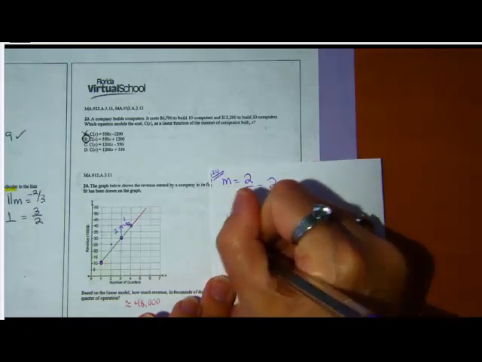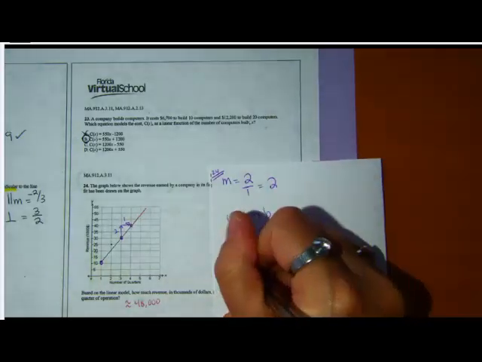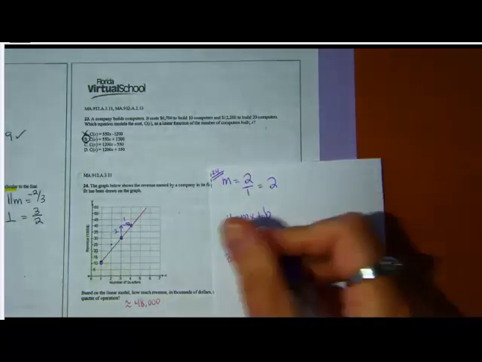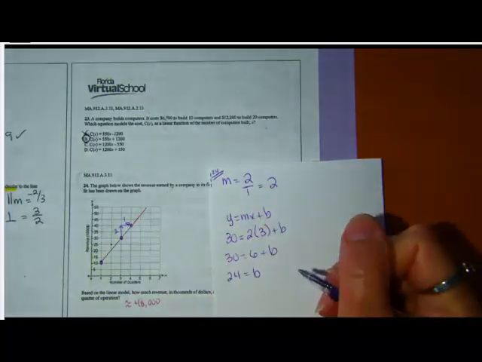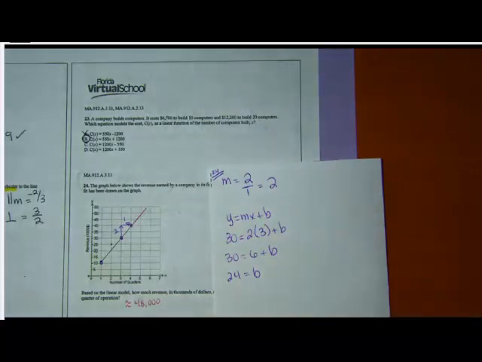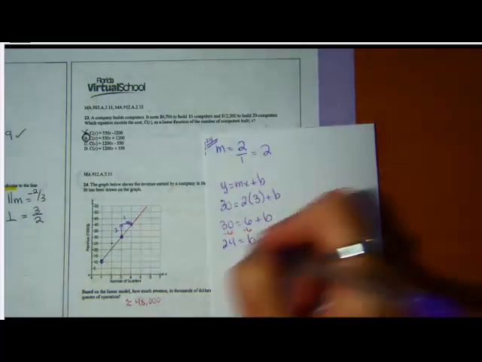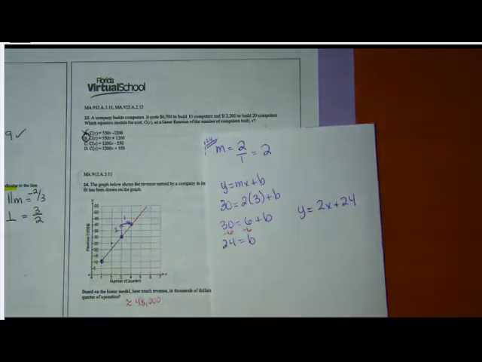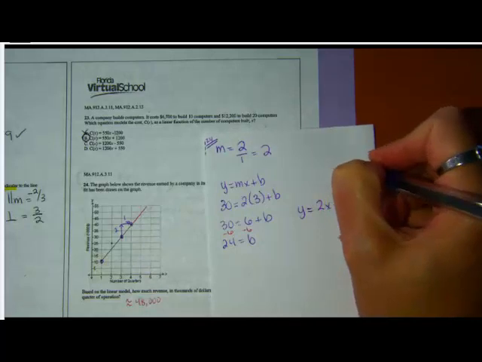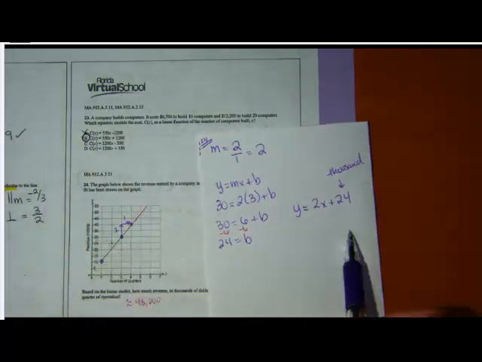And I can do 30 is equal to my slope times 3 plus b. So 30 is equal to 6 plus b. So 24 is equal to b, because I subtracted 6 from both sides. So my equation is going to be y is equal to 2x plus 24. And this is 1,000, because this was 1,000. So this is actually 30,000, so that will be 24,000.